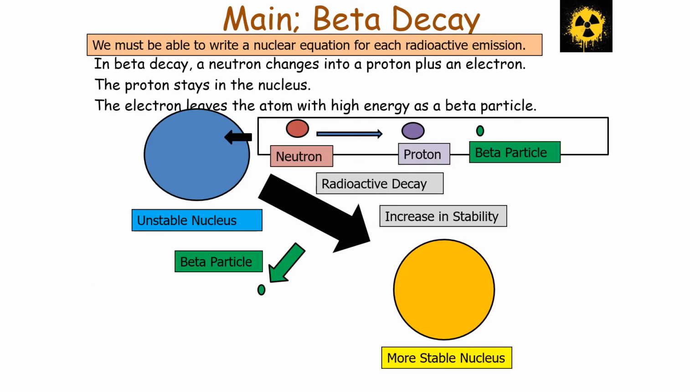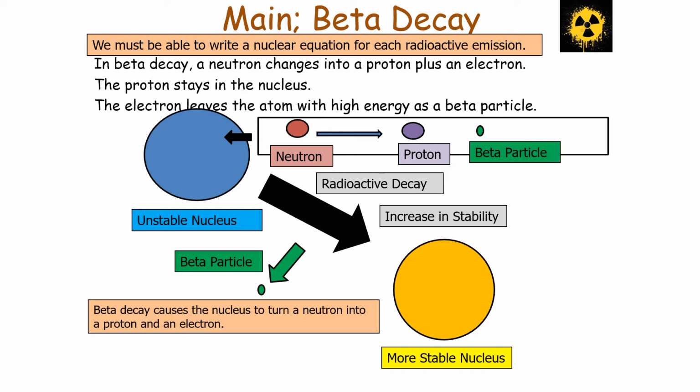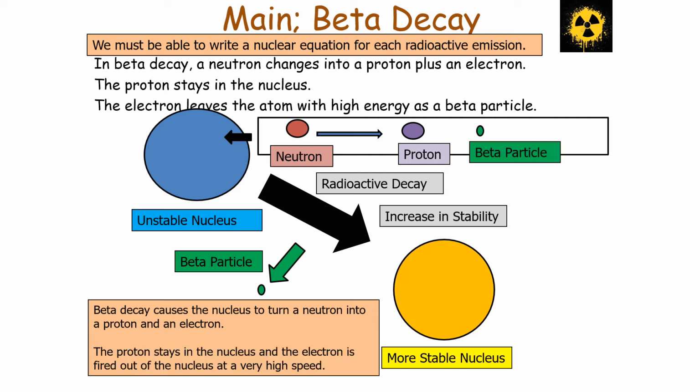Now in beta decay, a neutron changes into a proton plus an electron. The proton stays in the nucleus whilst the electron leaves the atom with high energy as what we call a beta particle, and this increases nuclear stability. So beta decay causes the nucleus to turn one neutron into a proton and an electron. The proton stays in the nucleus and the electron is fired out of the nucleus at a very high speed.